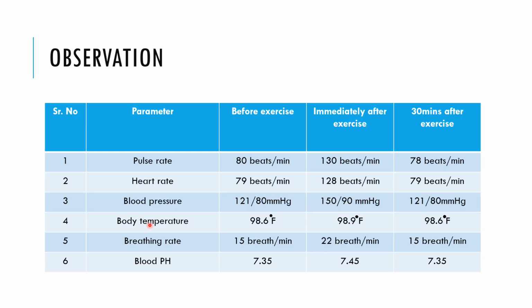When we see the observation, what we observe is that all these parameters, that is pulse rate, heart rate, blood pressure, body temperature, breathing rate and blood pH, have normal values, that is 80 beats per minute, 79 beats per minute, 121 by 80 mm of Hg blood pressure, and then body temperature. All these parameters are normal, but after 5 minutes of exercise all these parameters increase. But when we allow the person to relax for 30 minutes, all these parameters come back to normal. So this is nothing but the negative feedback mechanism.